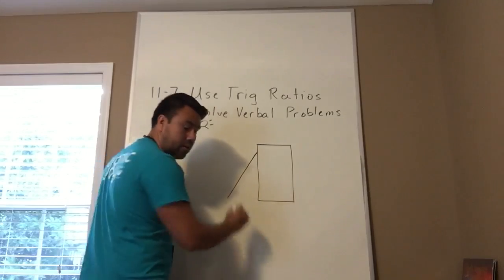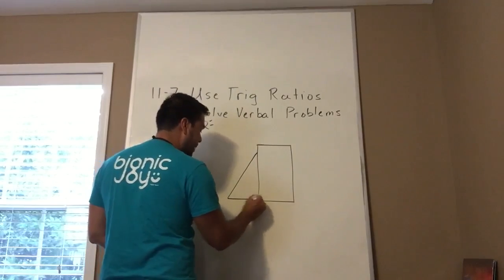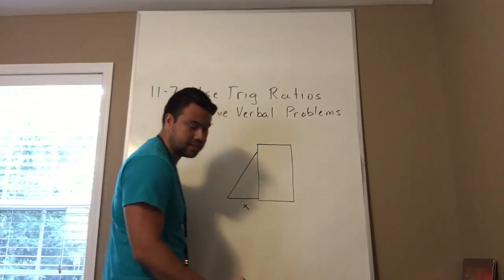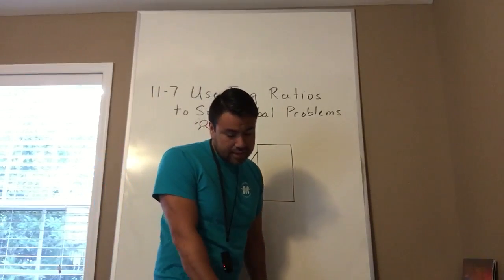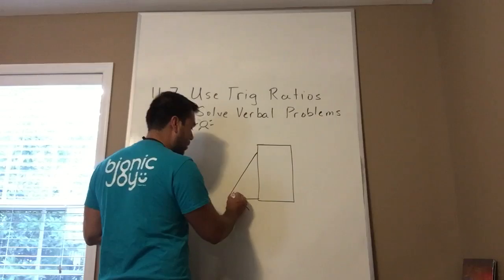Okay, here's my ladder. And it says how far from the house should the base be placed. So the base of the ladder is the bottom. So how far should this be placed? We'll put this as X. And then he wants a 66-degree angle.